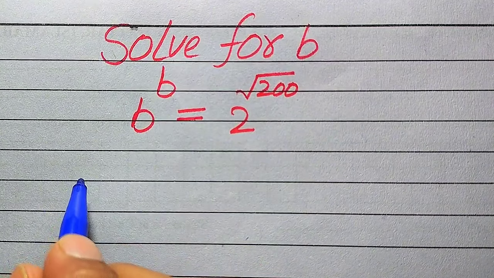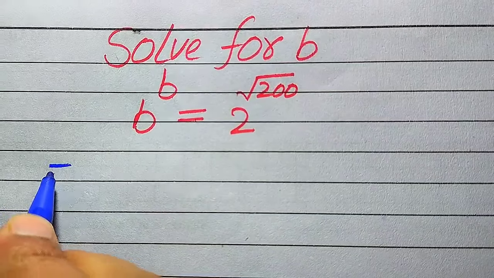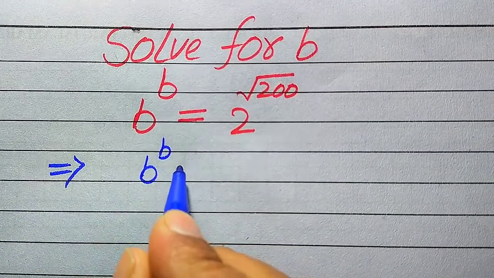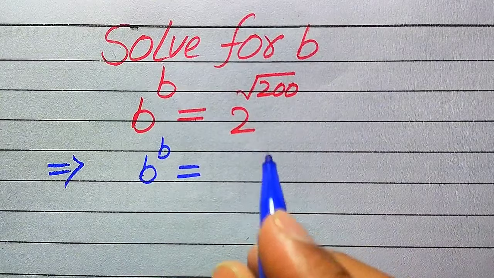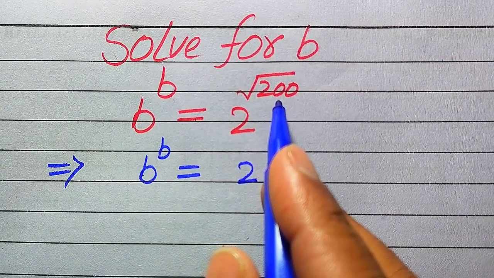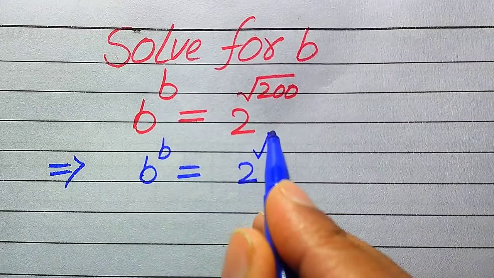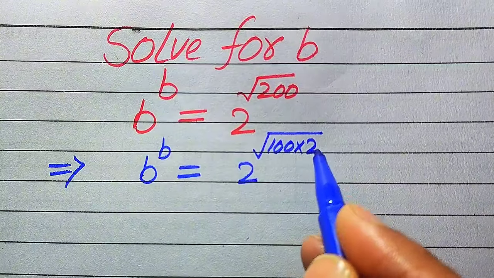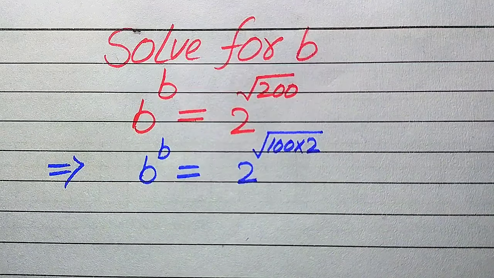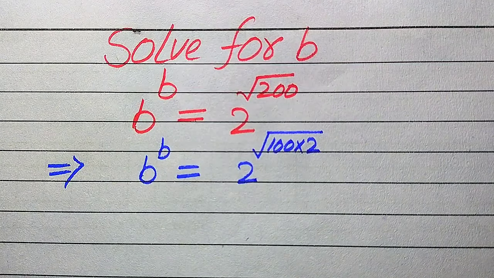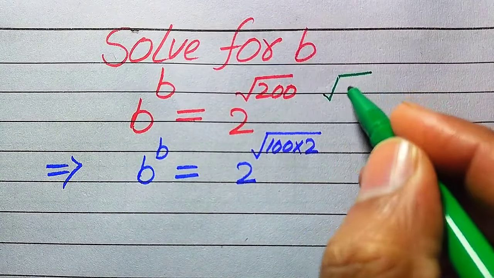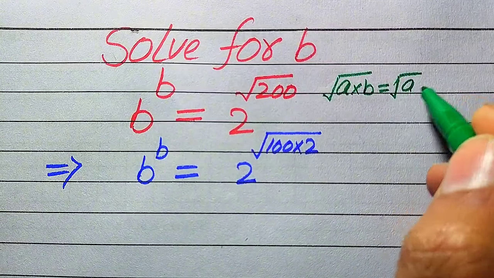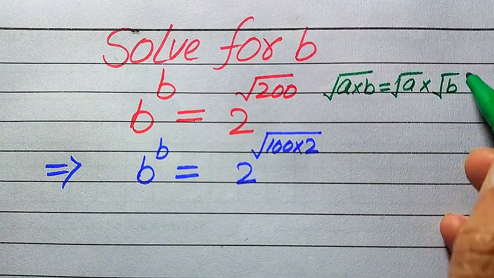So here we move towards the solution of this problem, and the very first thing we are going to do is, you see here in the left hand side we have b to the power of b, and in the right hand side we have 2 to the power of square root of 200, and we write this 200 as 100 multiplied by 2. And here we use the nice square root law. You know about that: if we have square root of a multiplied by b, then we apply the square root separately on both of these two values.